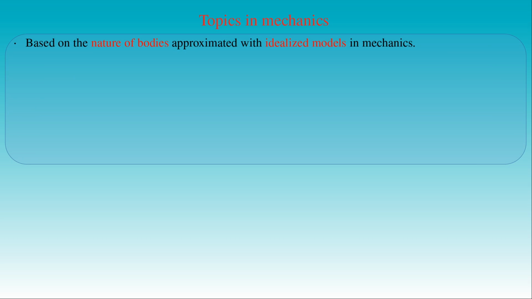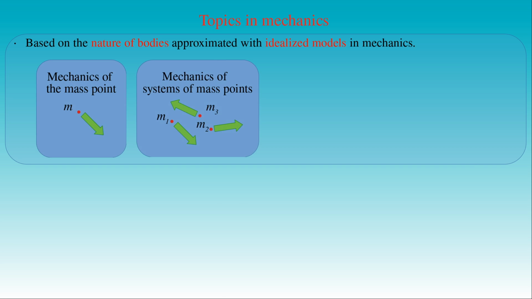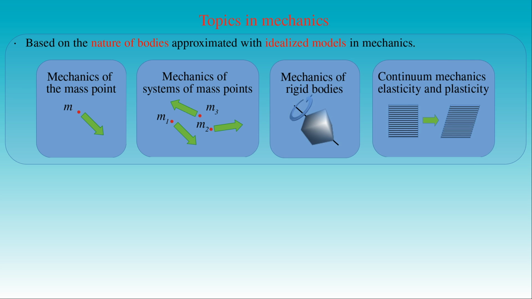There are several ways to classify the phenomena studied in mechanics. Based on the nature of bodies approximated with idealized models, mechanics can be divided into the following topics or areas. Mechanics of a mass point. Mechanics of systems of mass points. Mechanics of rigid bodies. And continuum mechanics for solid bodies, which covers elasticity and plasticity.